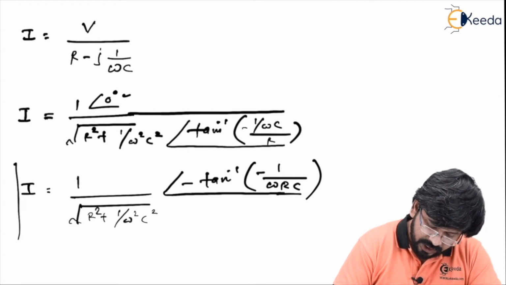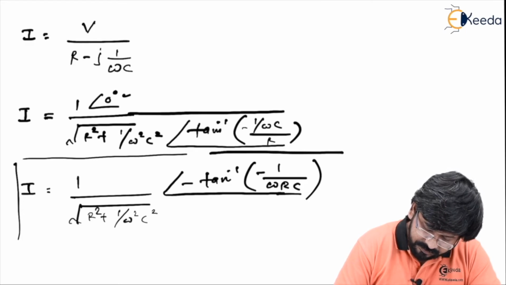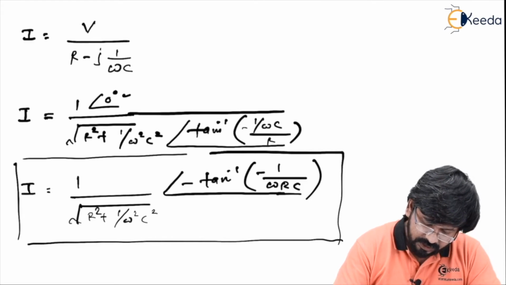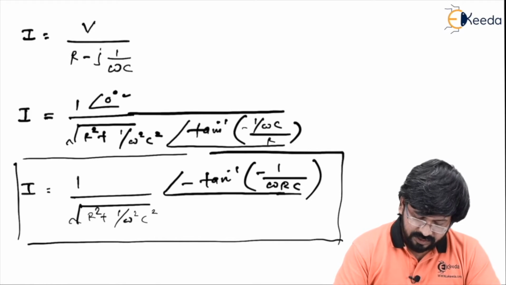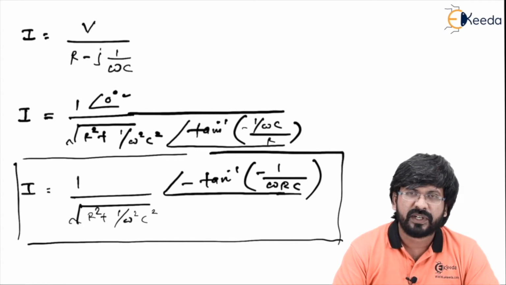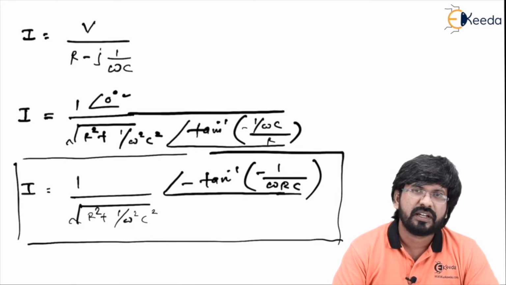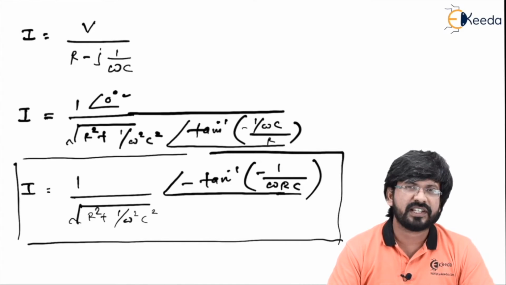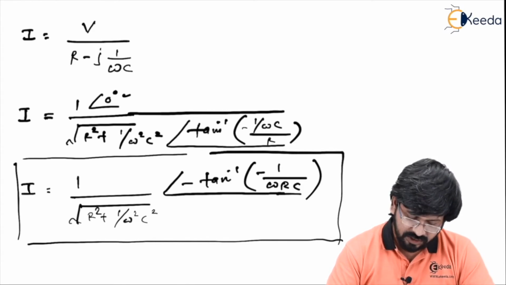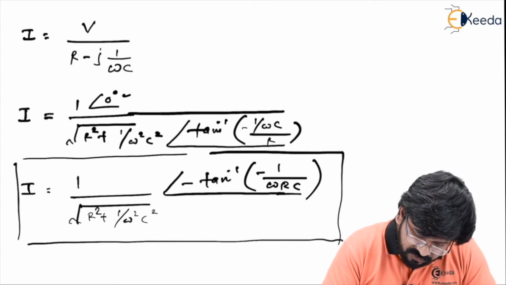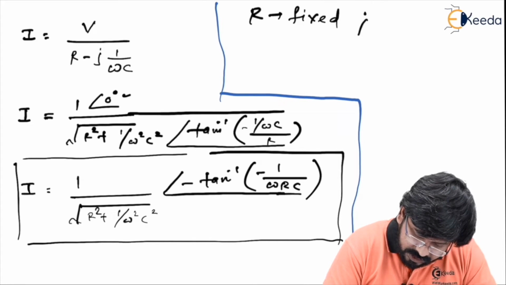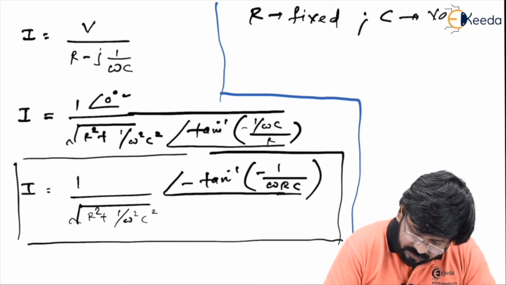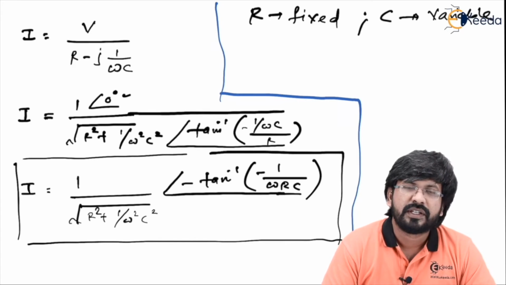So this is the value of I we have. What I'll do is, with this I'll try to get a locus diagram of it by varying the value of C, keeping R constant, because that is the only condition which is given in the question. So you know the fact R is fixed, C is variable. C is variable means just vary C from 0 to infinity.